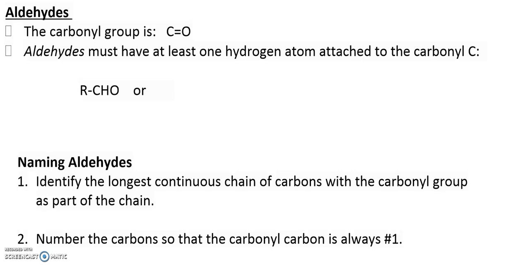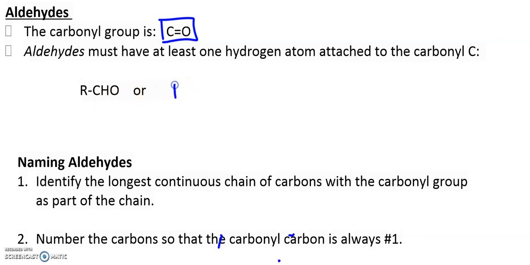This video is on naming aldehydes. So the functional group in an aldehyde is called a carbonyl group. This is anytime you have a C double bonded to O. It's the same functional group in ketones. The difference is an aldehyde has that functional group on an end carbon.